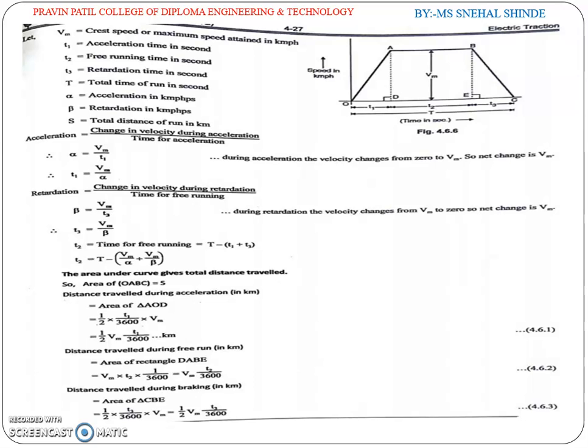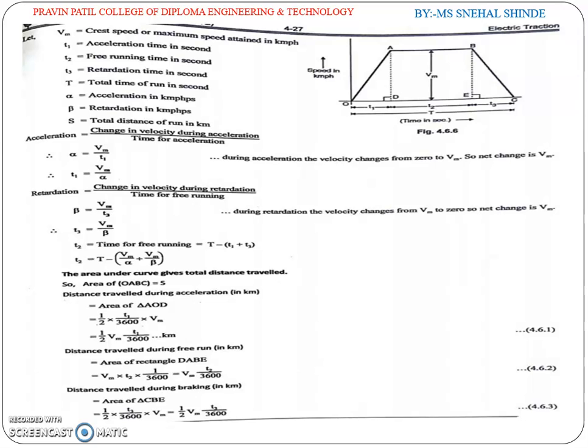Alpha equal to acceleration in kilometer per hour per second. Beta equal to retardation in kilometer per hour per second. S equals the total distance of the run in kilometer.